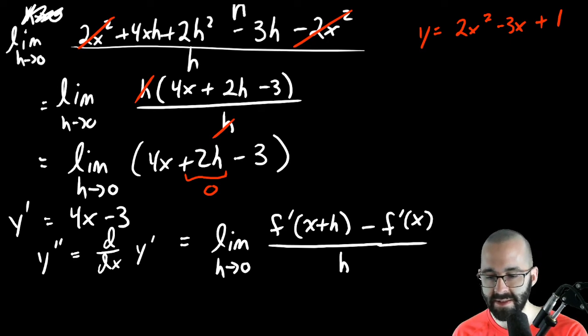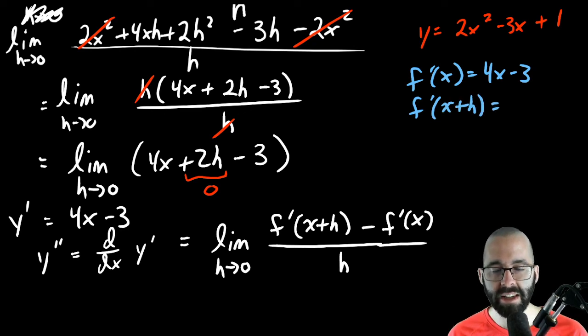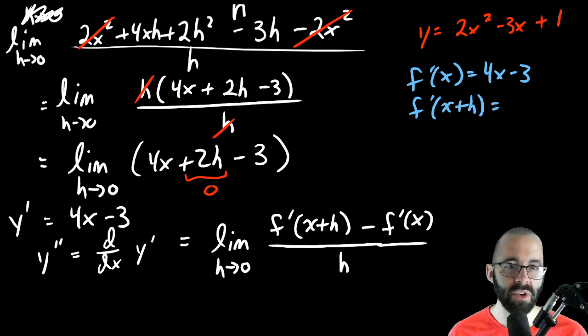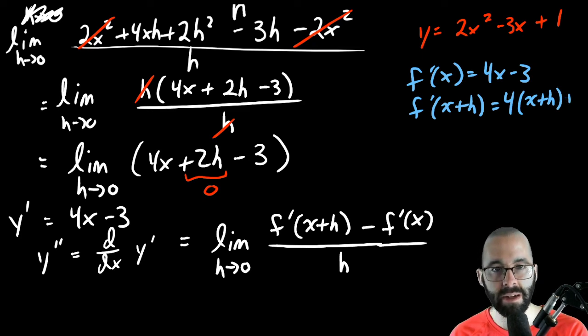Okay. So again, we're going to go off to the side. What is f prime? That's 4x minus 3. What about when we plug in x plus h? It's the same function, still 4x minus 3. F prime is f prime. But now we're plugging in something different. Minus 3.